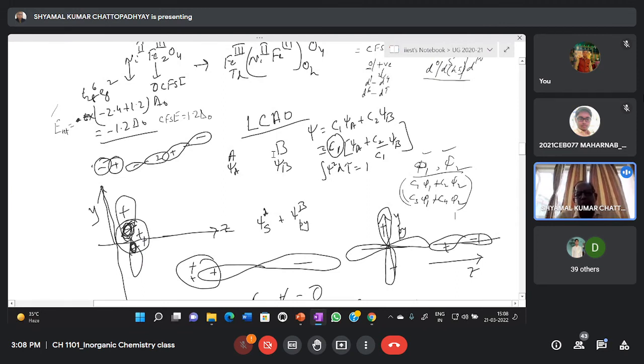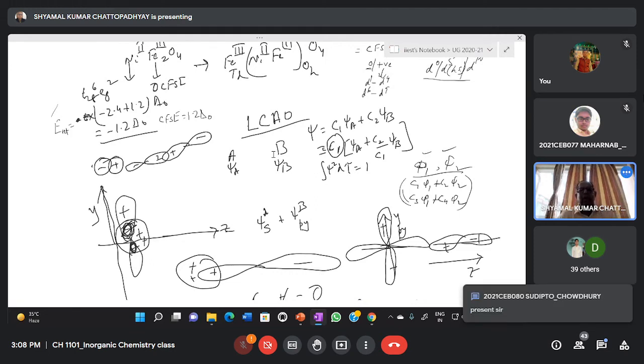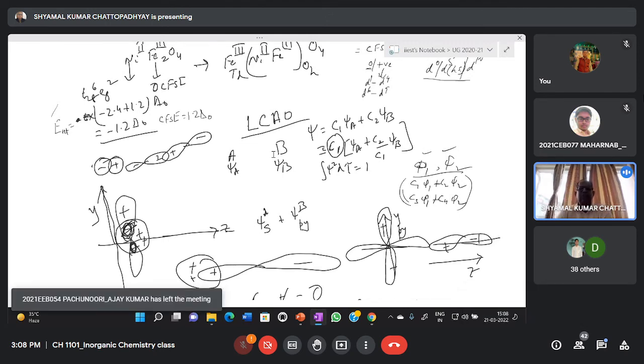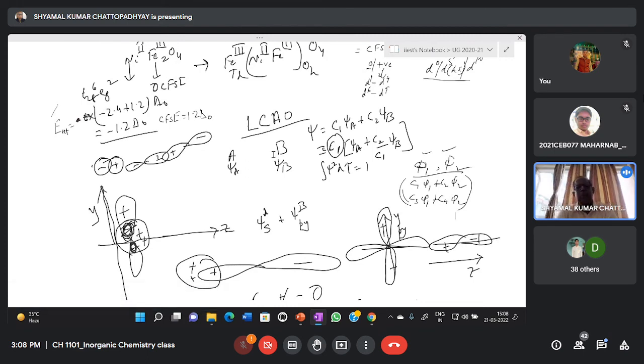And third, you know that the number of atomic orbitals being mixed must be equal to the number of molecular orbitals produced. That means there is conservation of orbitals. If you mix two atomic orbitals, you must get back two molecular orbitals. If you mix 6 atomic orbitals, we must get back 6 molecular orbitals. Again, probably you are already familiar with these three things.